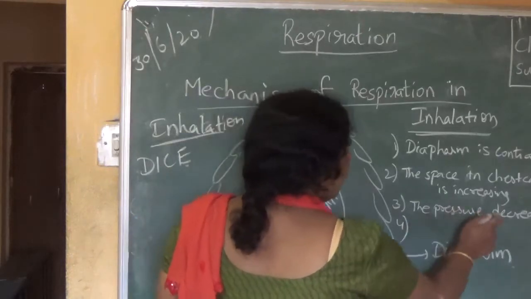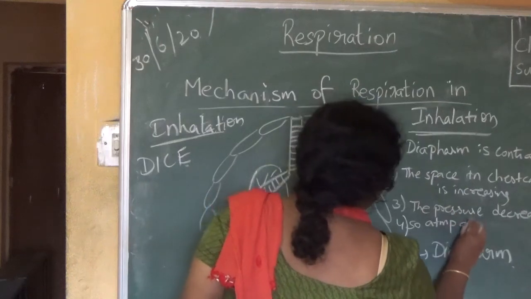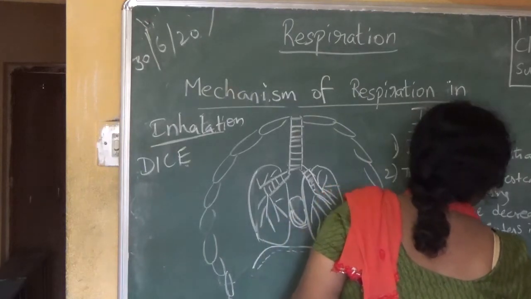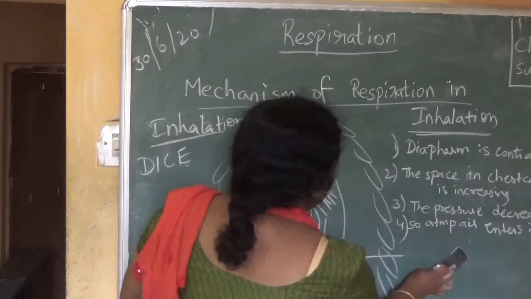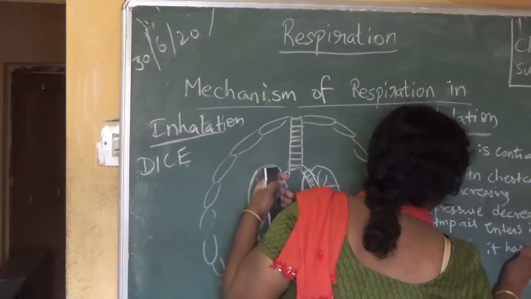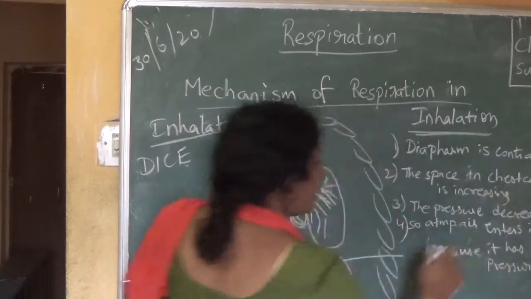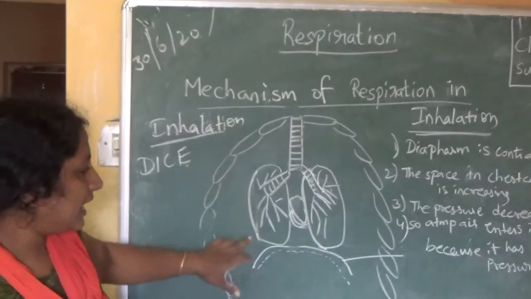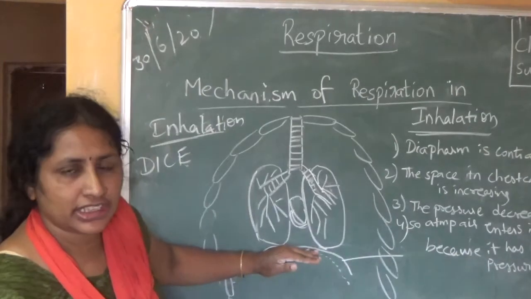Okay, the pressure decreases. So atmospheric air enters into the lungs because it has less pressure. Okay, clear? See, very easy. When the diaphragm contracts, it just comes down.